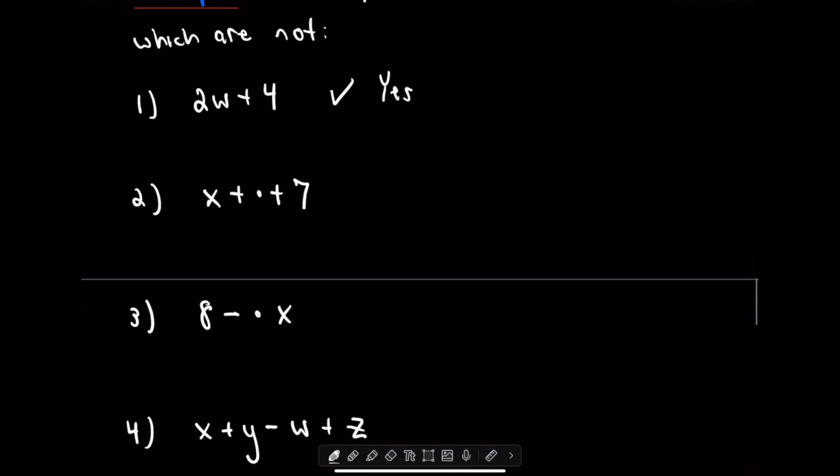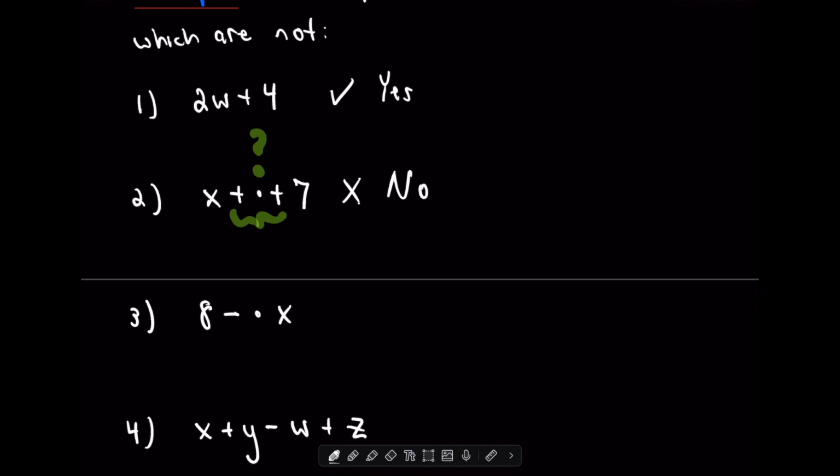Now, notice in my next example, I've got x, and then plus times plus 7. Well, these operations, again, you're combining two things. Well, what is this plus times plus? What does that mean to even do here? Am I doing x plus 7? Am I multiplying 7? And this is just bad notation. This just doesn't mean anything algebraically. So I would say no, this is not an expression.